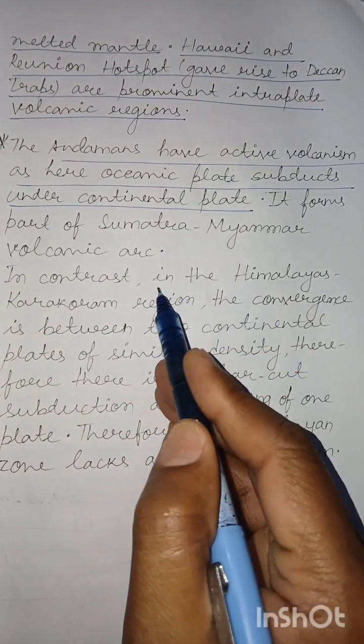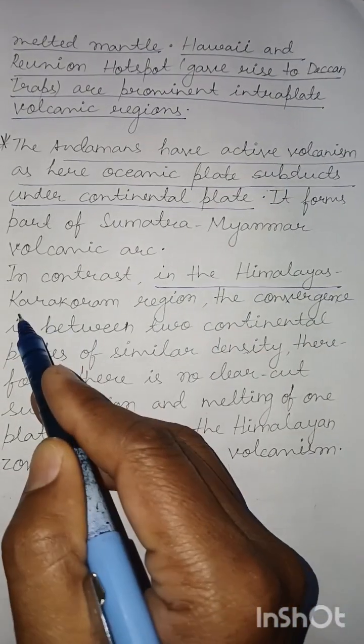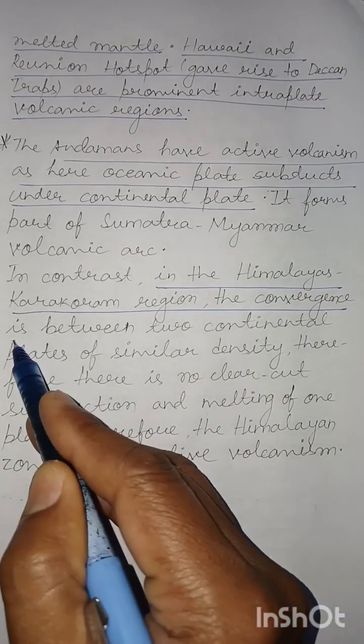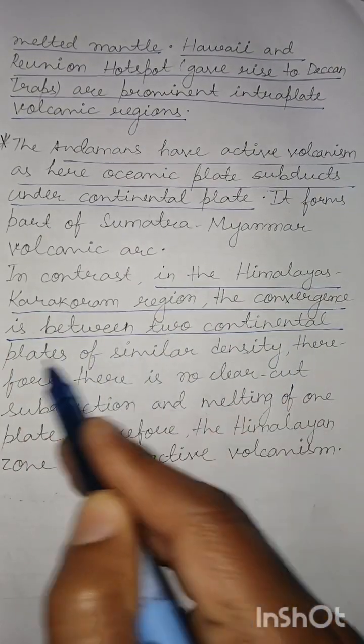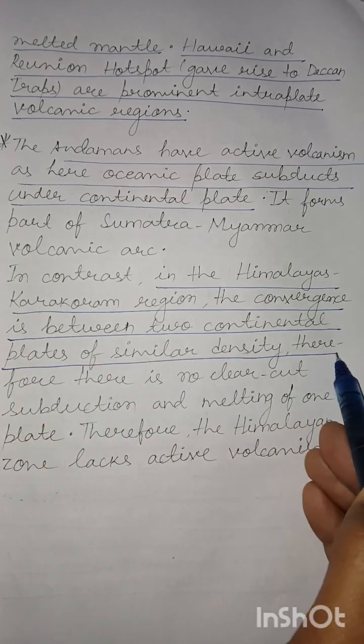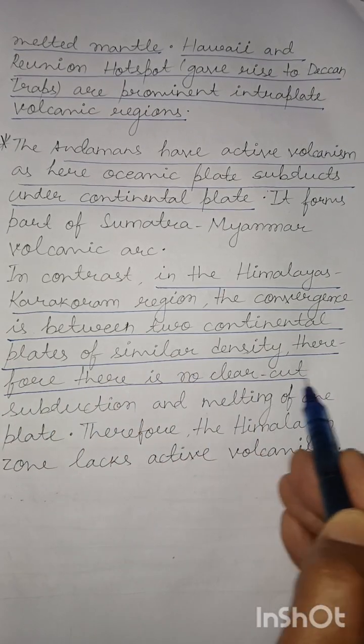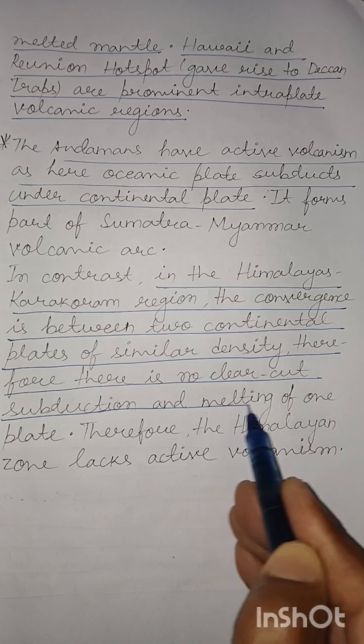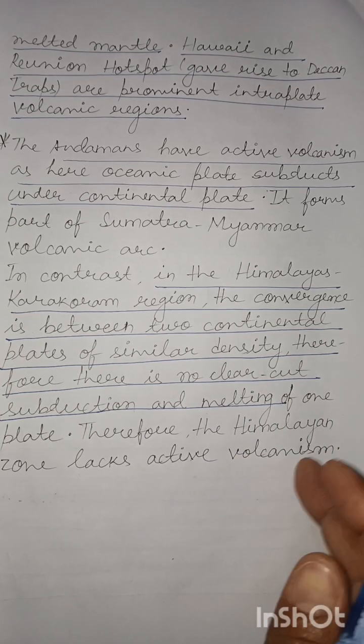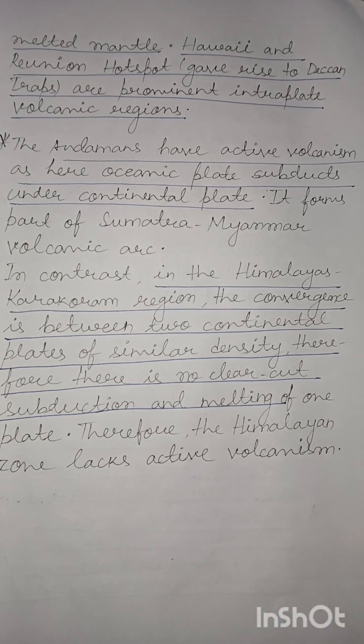In contrast, in the Himalayas, the convergence is between two continental plates of similar density. Therefore, there is no clear-cut subduction and melting of one plate. Therefore, the Himalayan zone lacks active volcanoes.